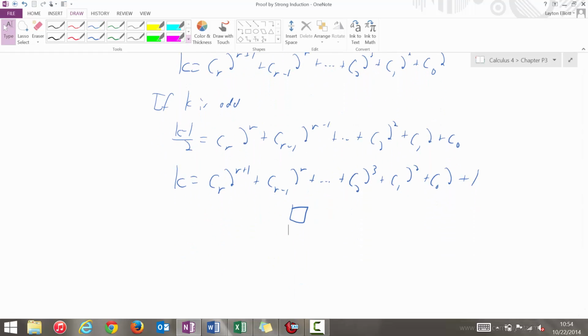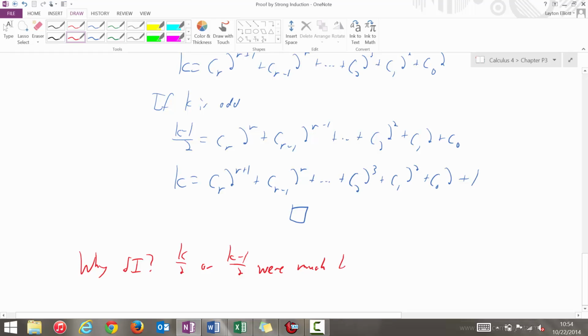And the question of why strong induction here is because k over 2 or k minus 1 over 2 were much less than k minus 1, which is what we would have used with regular induction.